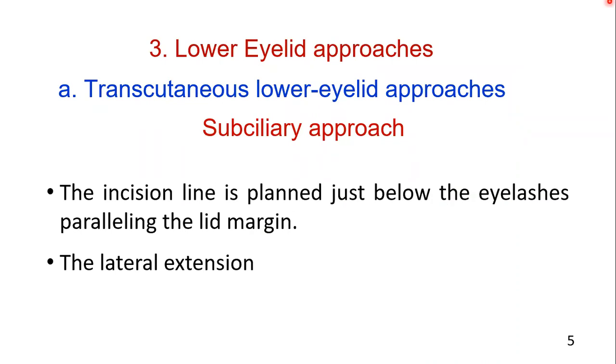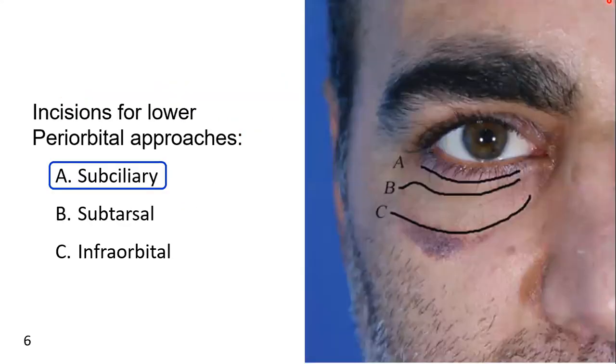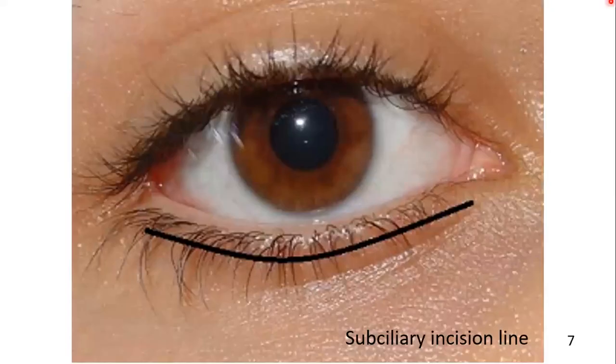The main advantage of this incision is the imperceptible scar that it creates. Further, it can be extended laterally for exposure of the entire lateral orbital rim. In this picture, you can see the marking of the subciliary incision, and this is a closer view for the subciliary incision line just below the eyelashes, parallel to the eyelid.